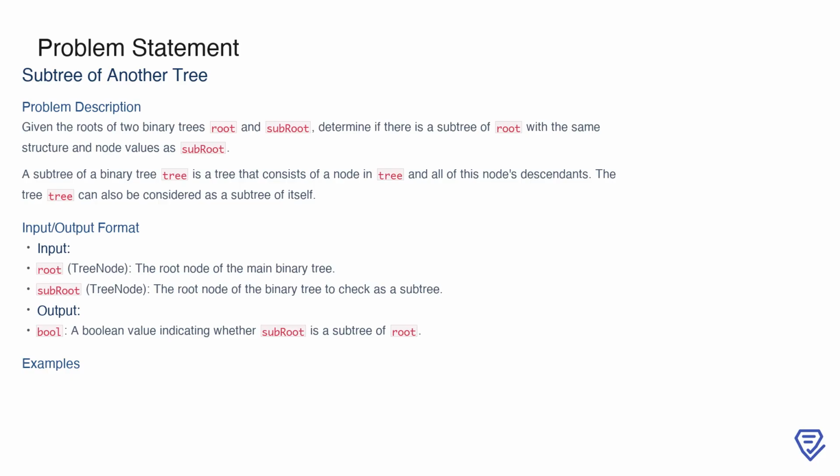For the input, we are provided with the root node of both the main binary tree, root, and the smaller tree, subroot. The output is simply a Boolean value, where true means subroot is a subtree of root, and false means it is not. This makes the problem straightforward to state, but implementing it efficiently requires careful consideration.